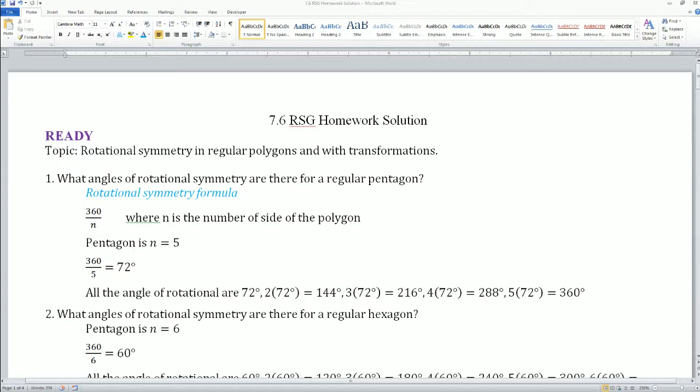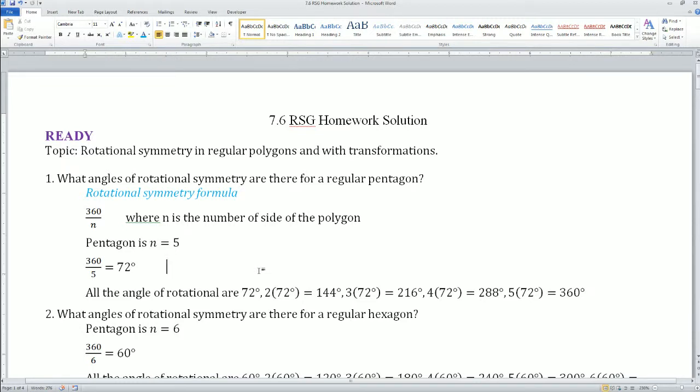Number one, it asks us to give the rotational symmetry for a regular pentagon. Please understand that a pentagon has 5 sides. There is a rotational symmetry formula which is defined by 360 degrees divided by n, where n is the number of sides within the polygon. A pentagon is 5 sides, so we set n equals 5. I have the equation 360 divided by 5. That gets me 72 degrees. So the rotational symmetry for a regular polygon is at 72 degrees.